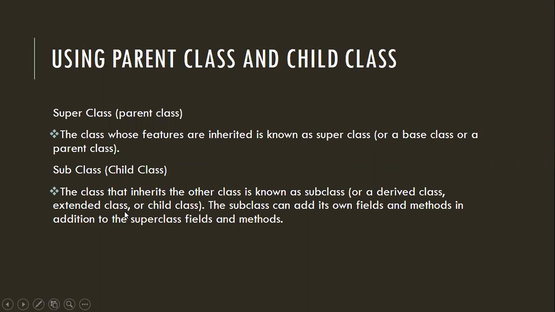So subclasses are known as child classes. The class that inherits other classes is known as subclass or derived class or extended class or child class. So the subclass can add its own fields and methods in addition to the superclass fields and methods. Then සමහර විට child class එකේදී super class එකෙන් inherit කරපු method එක විතරක් නෙවෙයි තියෙන්නේ. Even if there are some other things, they can be added furthermore into the subclasses.